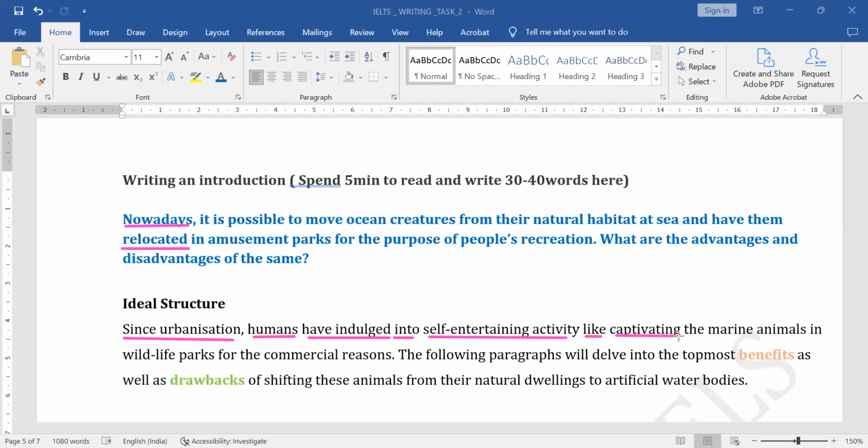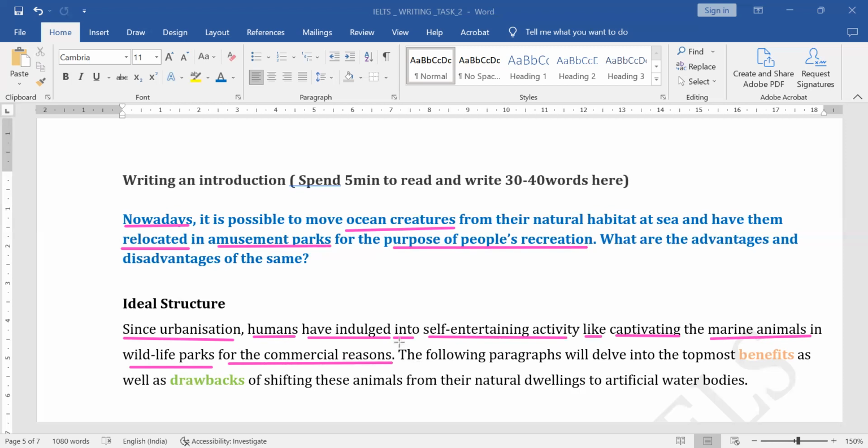So captivating is not a good thing, right? We are not doing great things by keeping them in zoos and all. So I'm writing a little negative tone, captivating the marine animals instead of ocean creatures. Okay, I'm saying marine animals in wildlife parks. I am just thinking what could be the amusement park. And for the purpose of recreation, I've given the commercial reasons. So I have entertainment and commercial. I've sandwiched two angles in that.